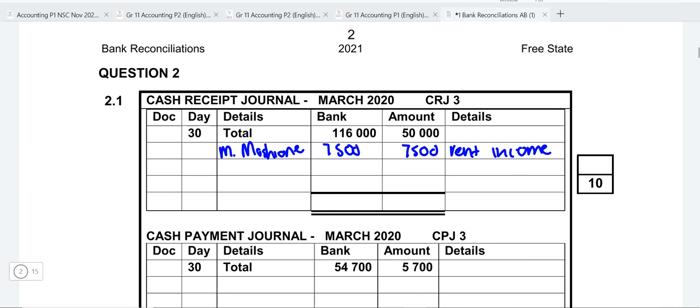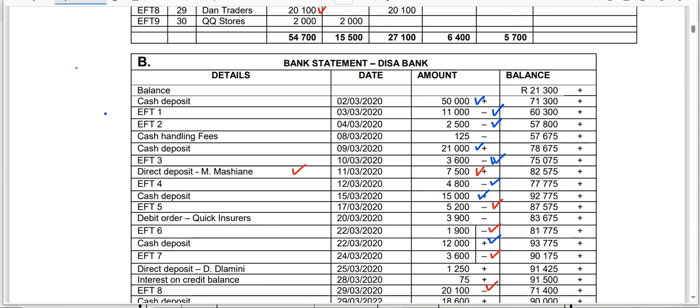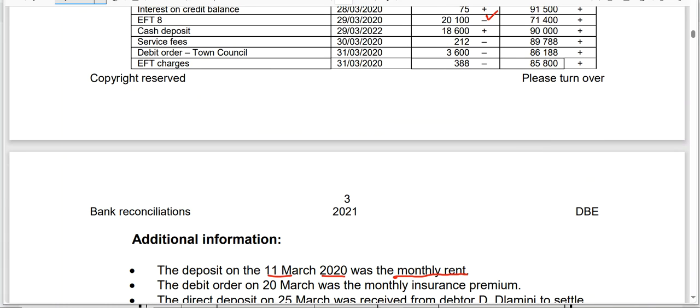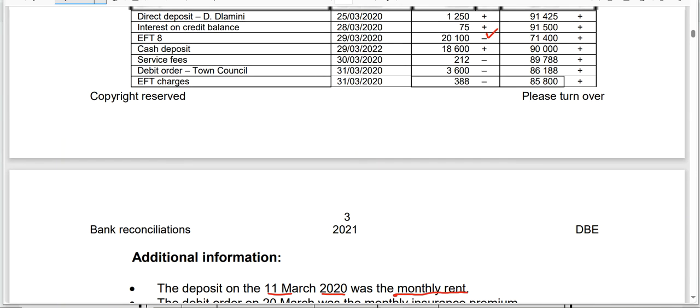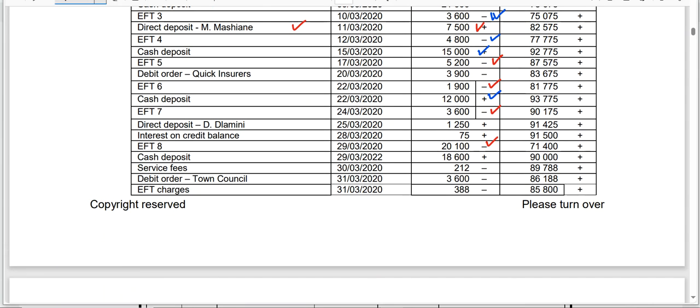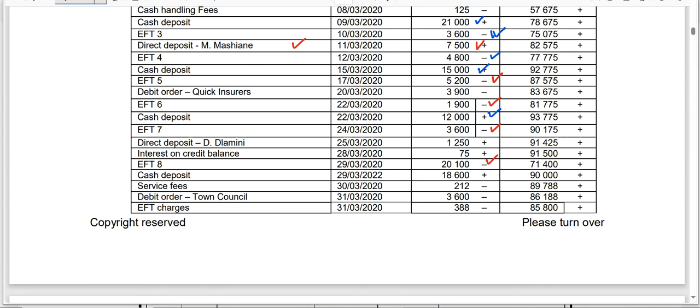And then the next adjustment that we are having, let's hear what they are saying to us. So the next adjustment says that the debit order on the 20th of March was monthly insurance premium. So we need to go to the 20th of March. Remember, debit order means you are paid. So that debit order on the 20th of March is from Quick Insurance. This is where we are. It's from Quick Insurance, and we are paying 3.9 for insurance.